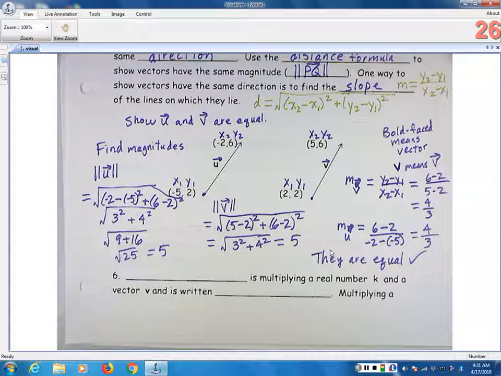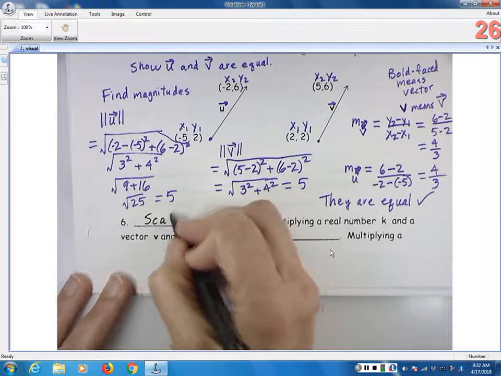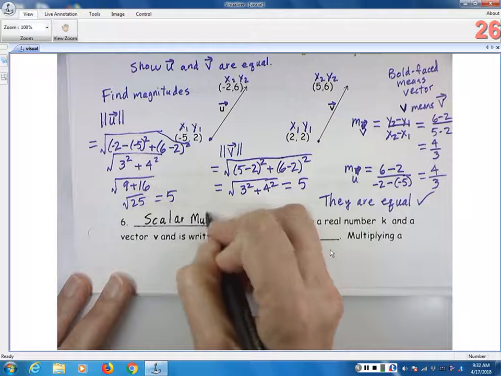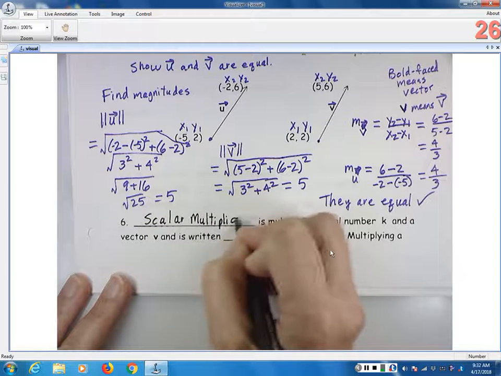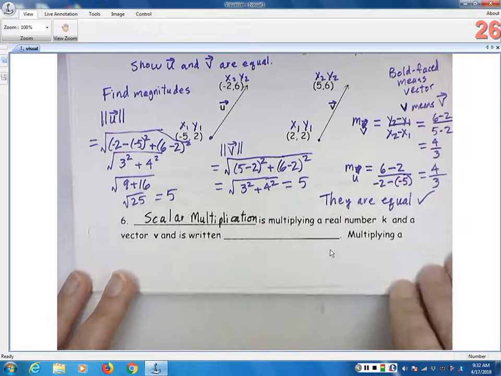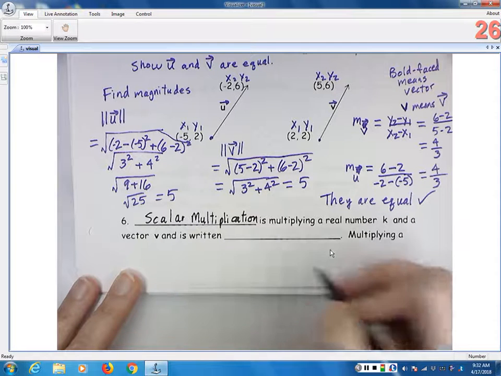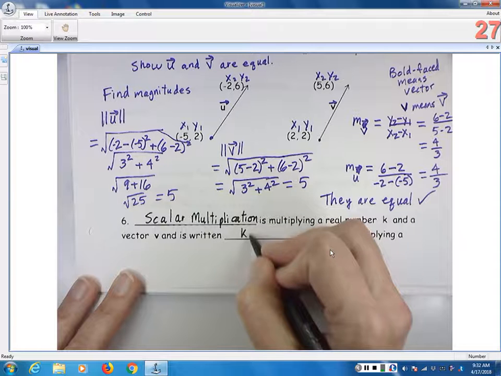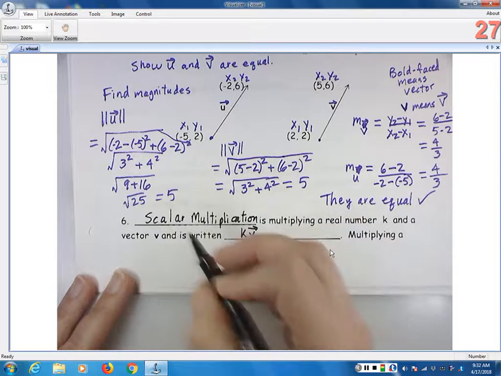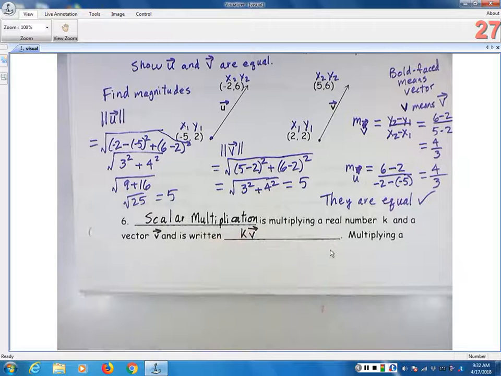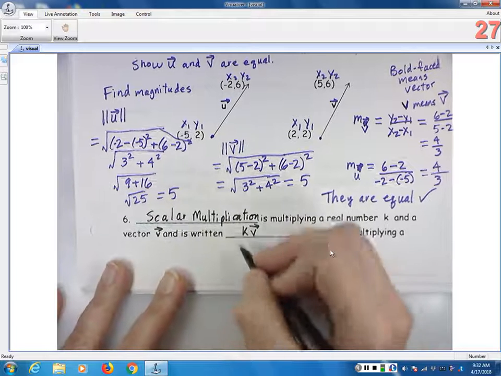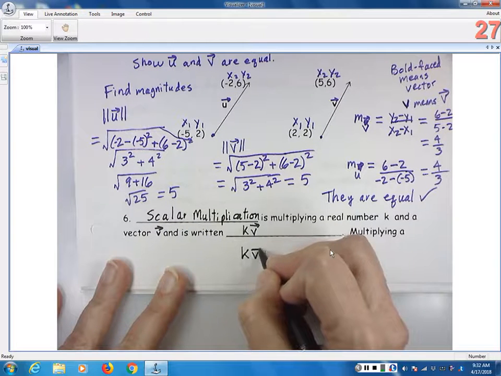So scalar multiplication is multiplying a real number k and a vector v. It is written k, v. Okay, so they boldface the vectors instead of putting arrows over them. But when we're writing, we can't boldface our vectors, so we put arrows over them, or at least half an arrow. Sometimes you'll see it written as k, like that.